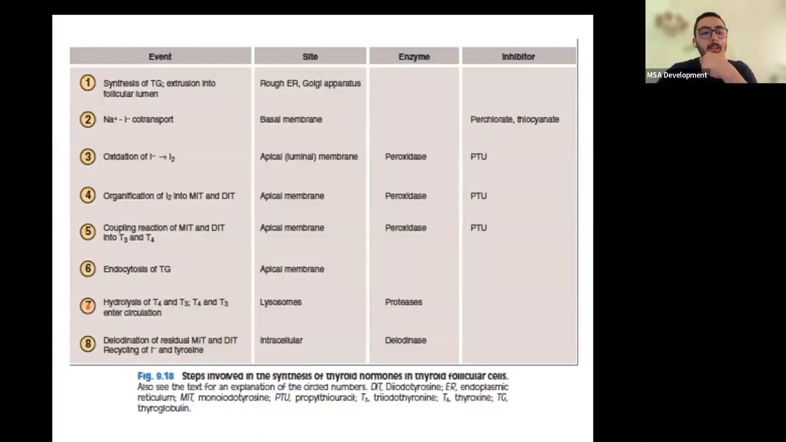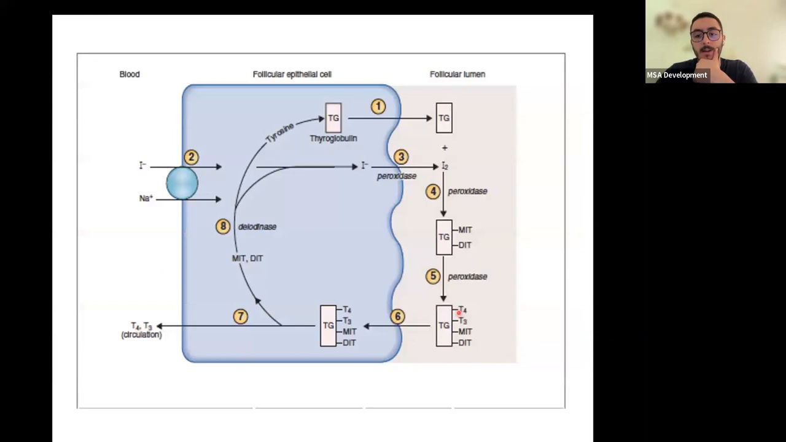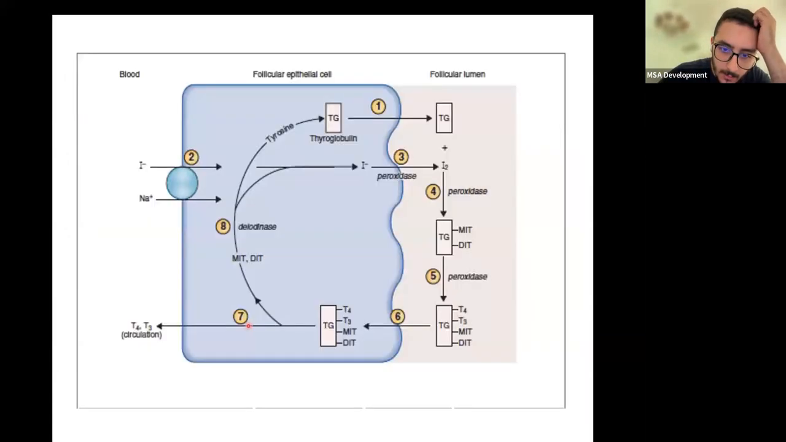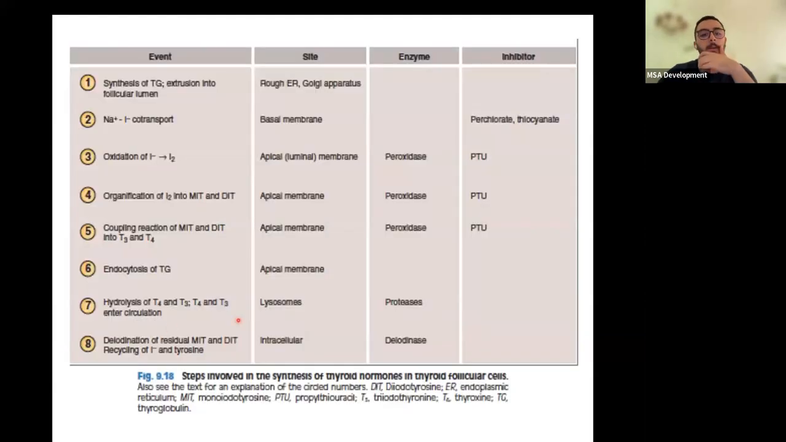Six is the endocytosis of thyroglobulin, which is this. I told you it is carried out when TSH kicks in and stimulates the whole thing. Hydrolysis of T4 and T3 by lysosomes. Lysosomes are also activated by TSH. They hydrolyze T3 and T4 in order for them to be secreted. The enzymes are proteases. Iodination by iodinase.